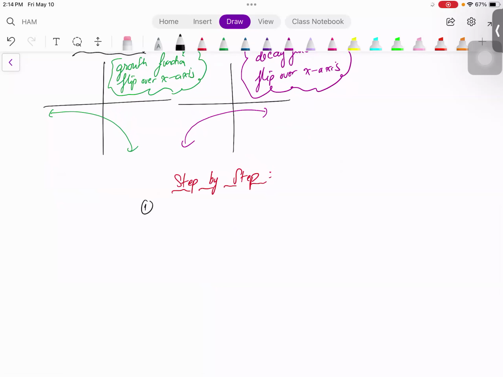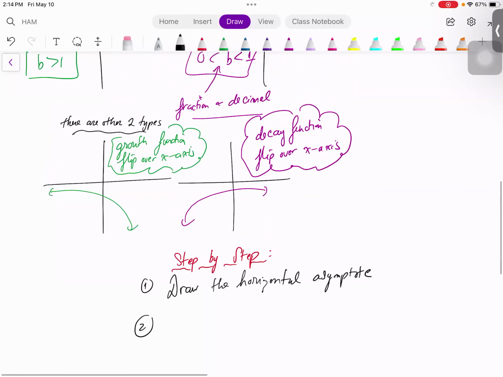Okay, step by step. Only 2 steps, literally. First step is draw the horizontal asymptote. I will tell you what this is. A horizontal asymptote is a horizontal line that the graph is never going to touch. Let me write it.